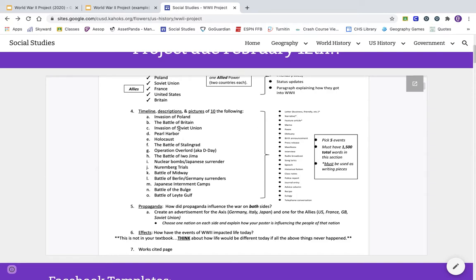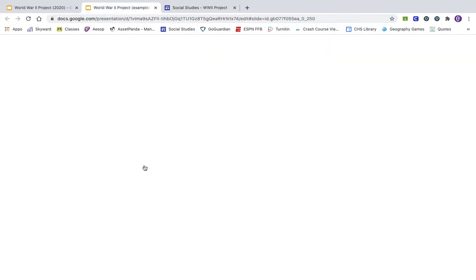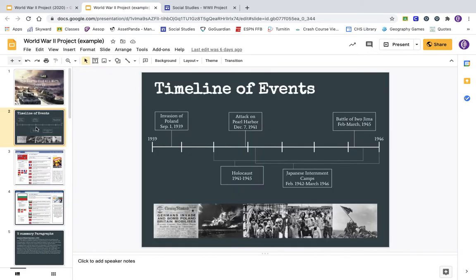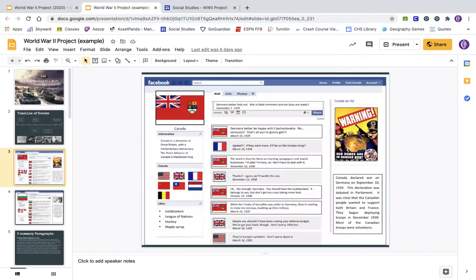And then you choose Invasion of the Soviet Union, so then you could pick song lyrics. You could pick any 5 of these, you just can't double them up. And I'll show you what that looks like over here. In my example, before this, I have the timeline of the events. I chose Invasion of Poland, Attack on Pearl Harbor, the Holocaust, Japanese internment camps, and the Battle of Iwo Jima. Those are the ones I picked.